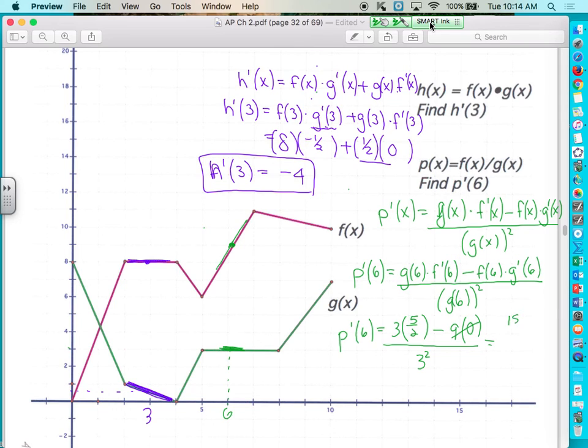I have 15 halves divided by 9. If I multiply top and bottom by 2, that'll get rid of the complex fraction. So I have 15 over 18, which we reduce to, what, 5 over 6. 3 will go into each of those. Great, you have a few problems at the end that look like that.